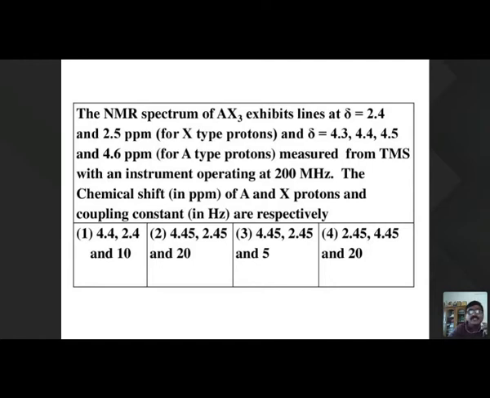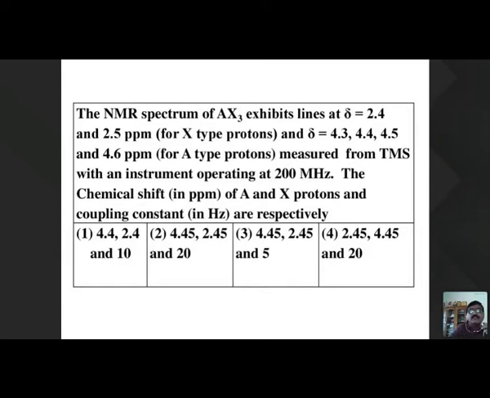See here, that is the difference. This is the correct one. They gave the X proton and A proton, but the question asks the opposite: A proton and X proton. This is X proton and A proton. So we have to be very careful. And also this one, so you can eliminate this answer. Now you have to choose between these two. Eliminate this and this, and choose between these two.